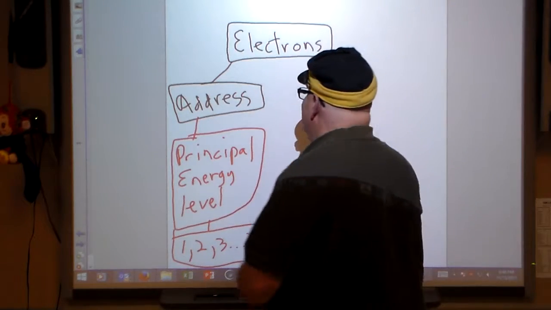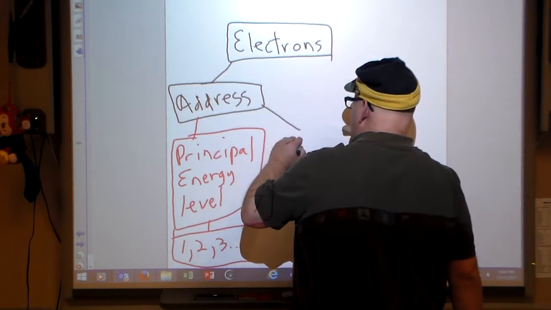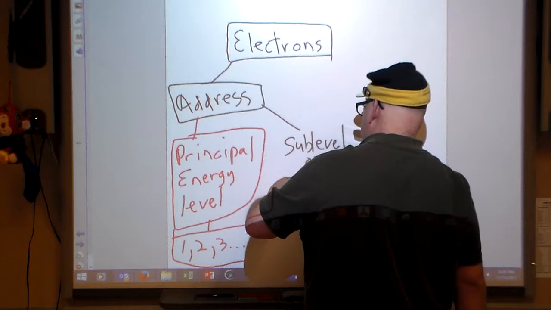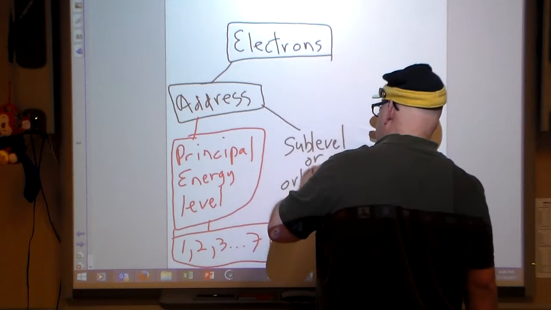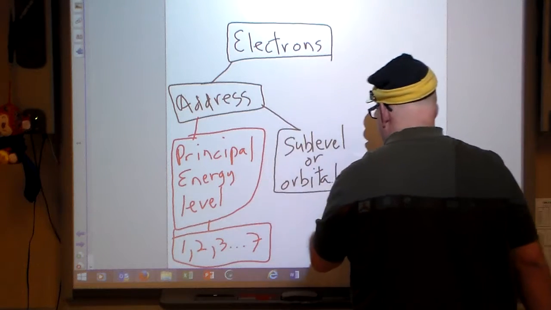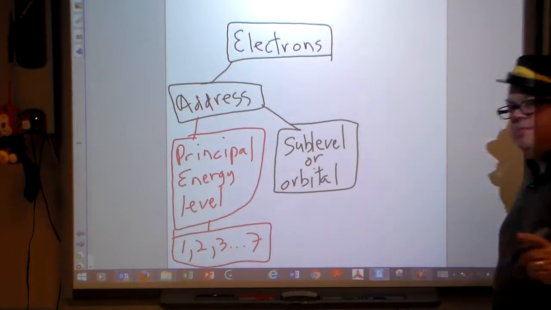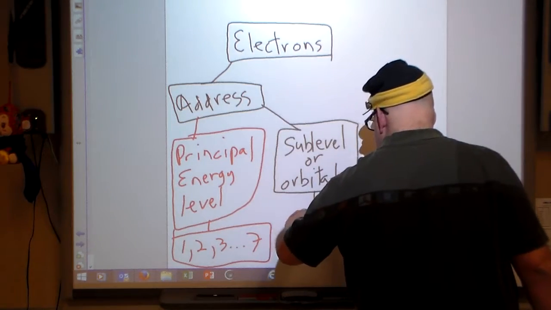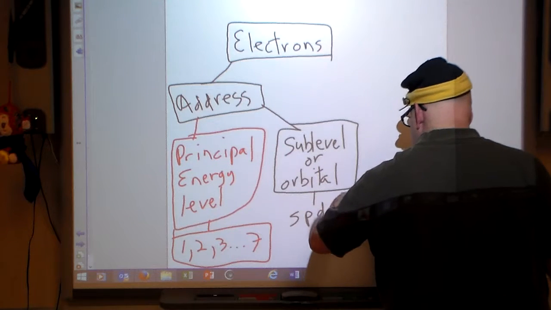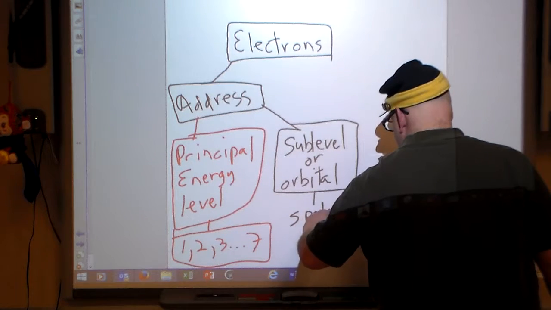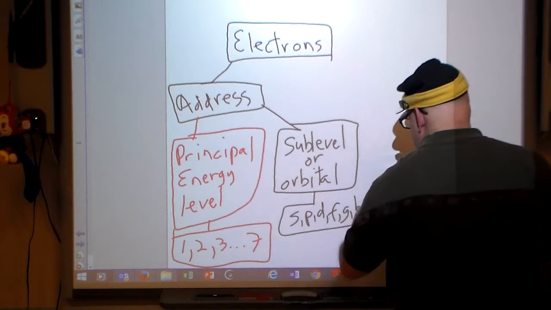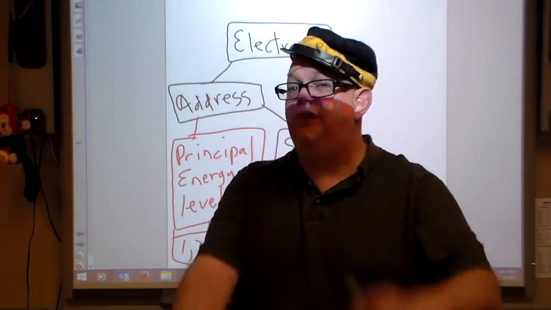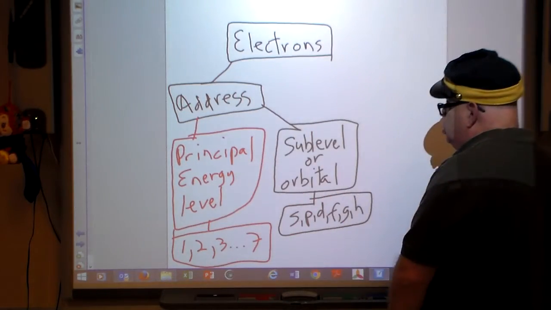Then we go with the next part, and that is our sub-level or orbital. And remember, that's the shape. That is the shape of the area that the electrons are hanging out in, and that is S, P, D, F, G, and H. Say, well, do we need to know all those letters for the test? No, S, P, D, F, and you are fine. Know how many there are in each.